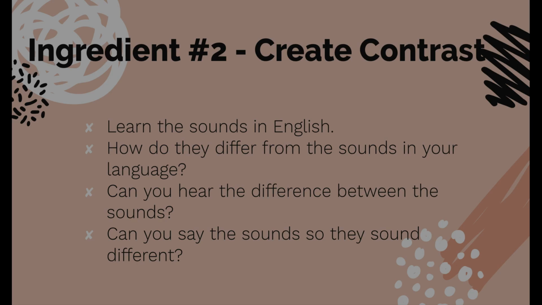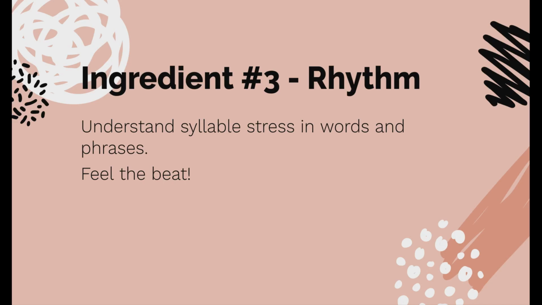So once you have that, we add ingredient number 2, which is creating contrast. So if you are aware of English sounds, let's make sure that those sounds have enough difference between each other so that they are clear to the listener. So for example, the difference between pin and pen. Can you hear /ɪ/ and /ɛ/? Or pen and pan?